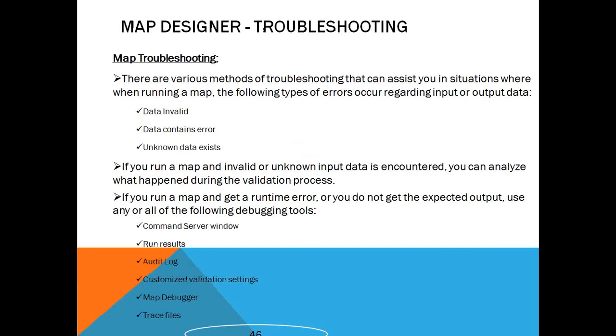So it's basically troubleshooting. There are various methods of troubleshooting that can assist you in situations where the map is running. The following types of error occur regarding input or output data, like data invalid, data contains error. So you asked me, how can I check if the trace file has some very big data? Using the keywords invalid, unknown, error, fail, we have to find out in the trace file where they are.